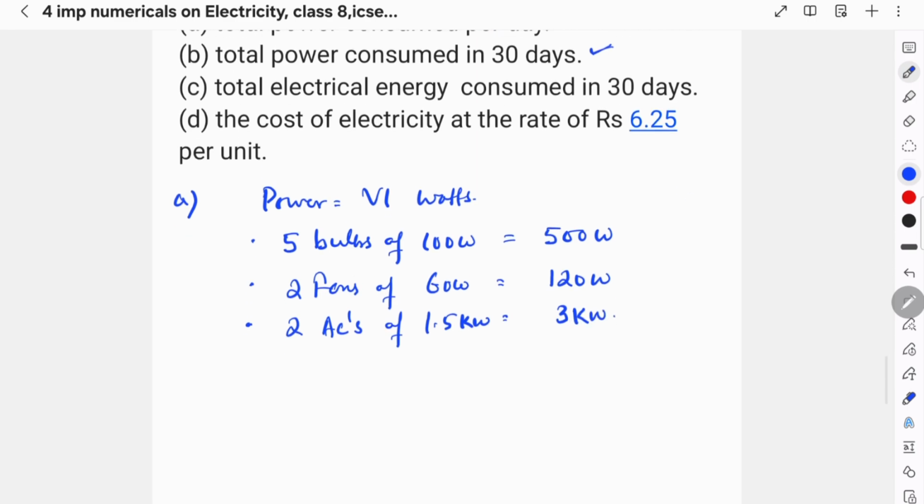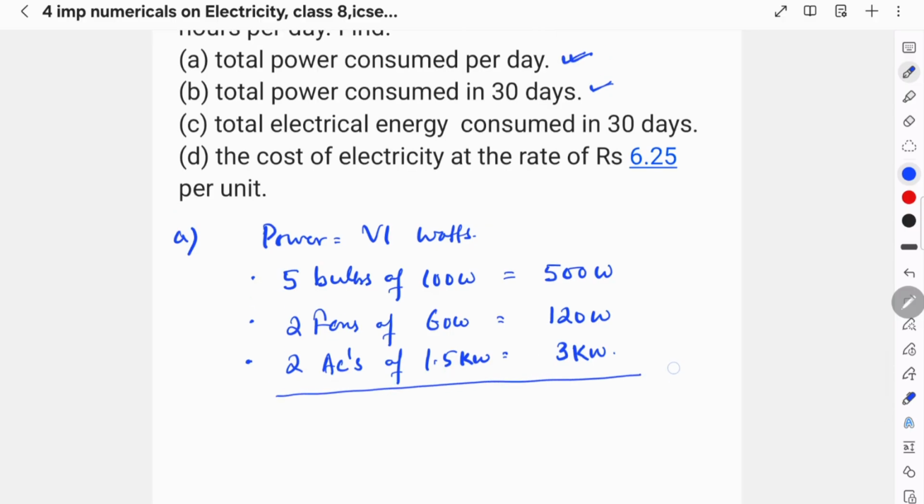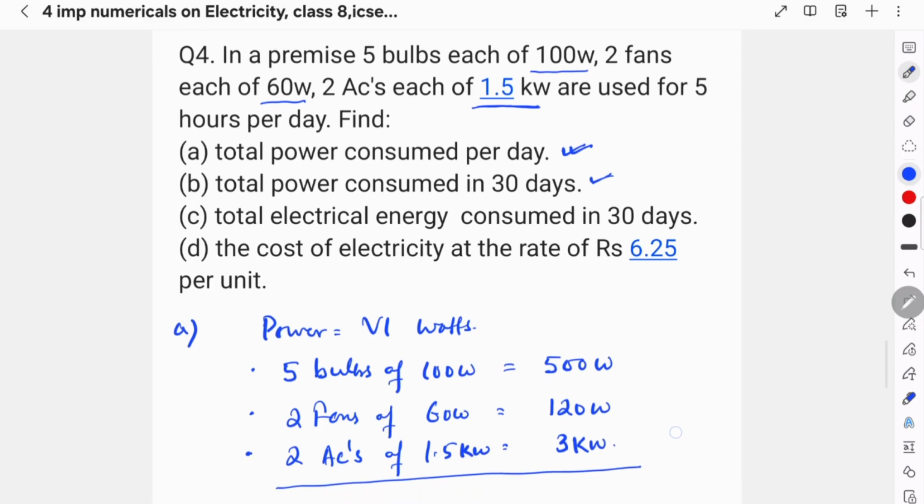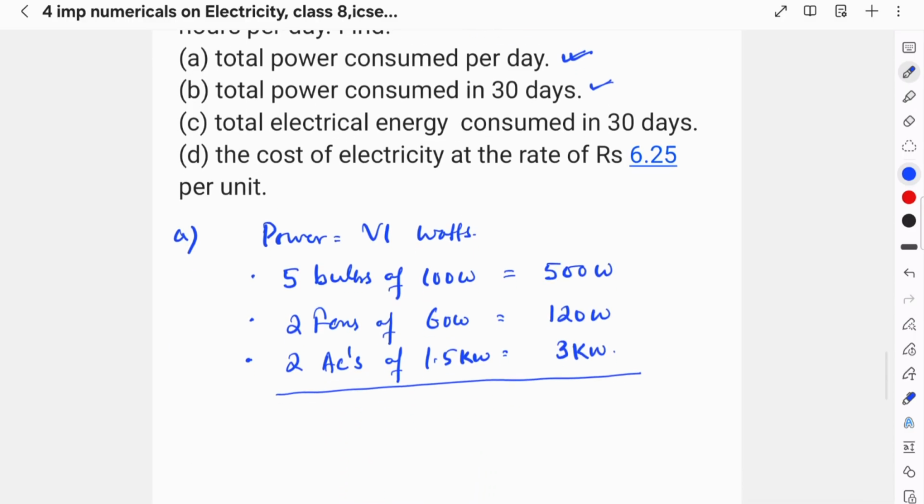So this is the total power which is being consumed per day. Okay, so 3 kilowatt can be written as 3000 watt. So now when we add this, we'll get 3000 plus 500, 3500 plus 120, 3620 watts per day. Okay.